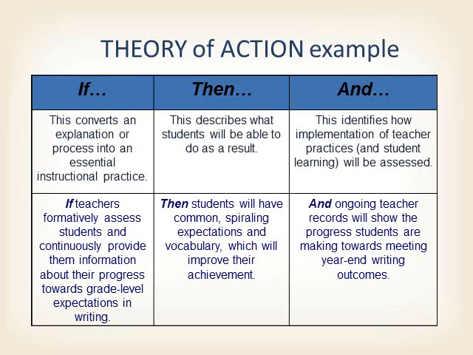Here is an example. If teachers formatively assess students and continuously provide them information about their progress towards grade level expectations in writing, then students will have common, spiraling expectations and vocabulary, which will improve their achievement. And ongoing teacher records will show the progress students are making towards meeting year-end writing outcomes.